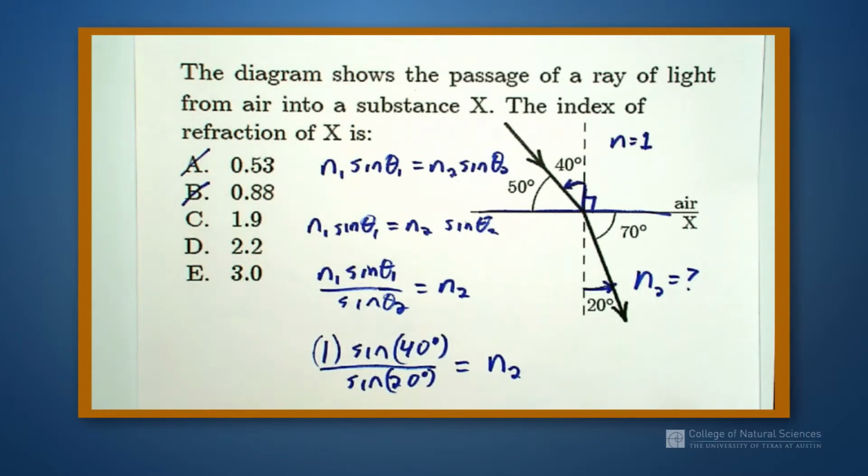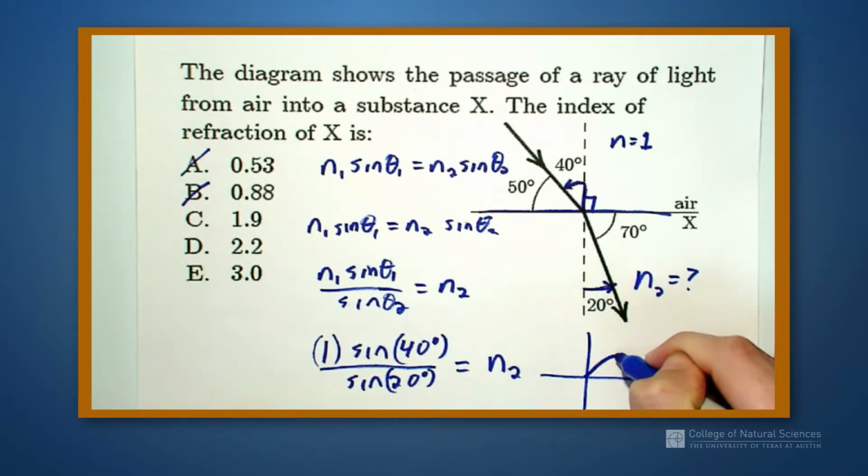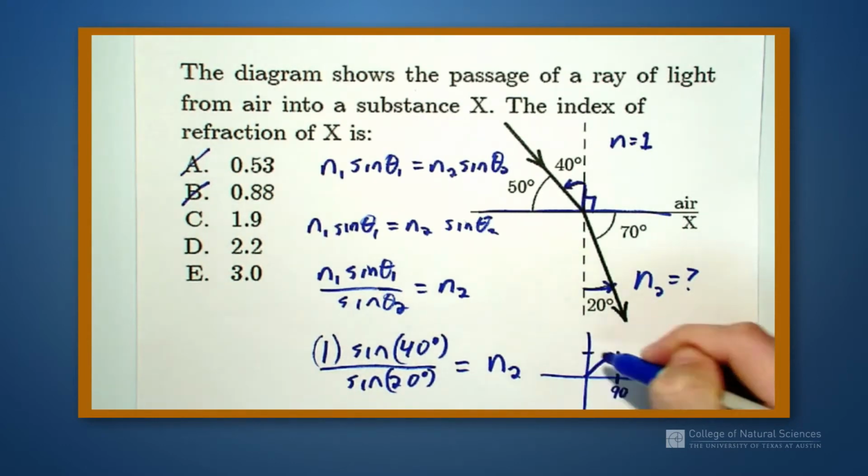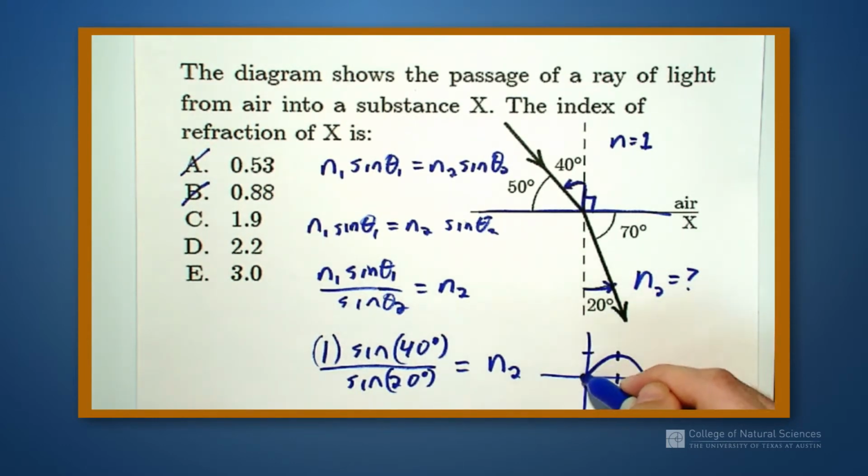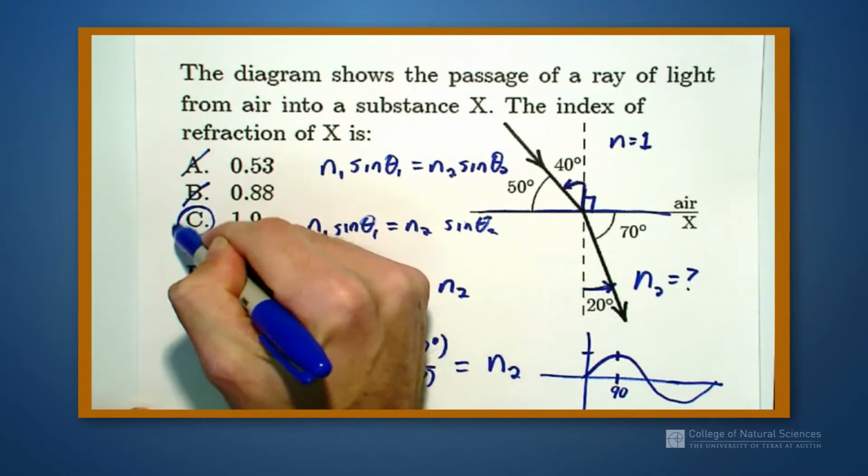And you know my sine function looks like this. At 90 degrees, it's at a value of 1. For the beginning part, it looks like it's almost a 1-to-1 ratio. So for every increase, if I double the first one, I think the right answer is C.